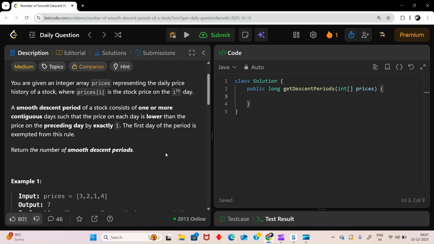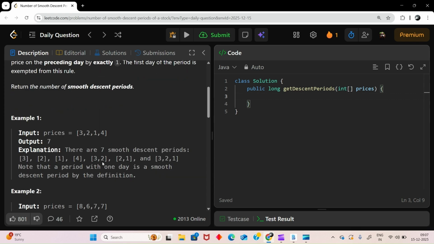A smooth descent period of a stock consists of one or more contiguous days such that the price on each day is lower than the price on the preceding day by exactly one, and the first day of the period is exempted from this rule. Return the number of smooth descent periods.